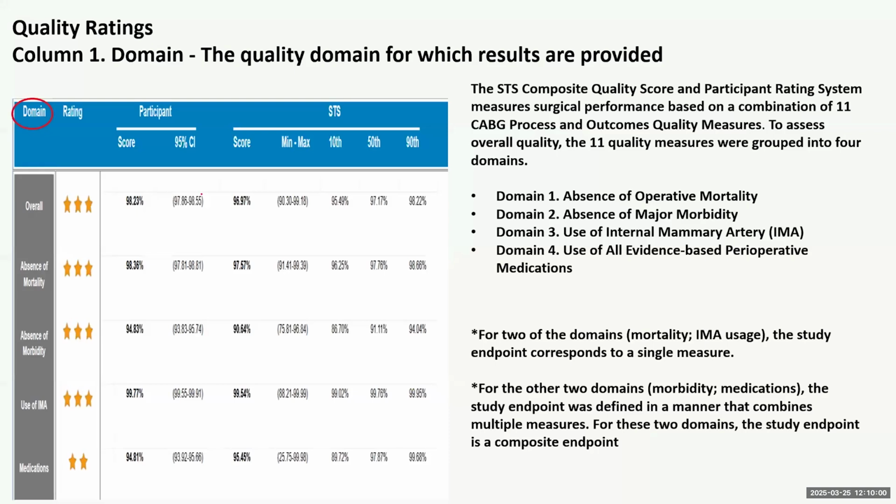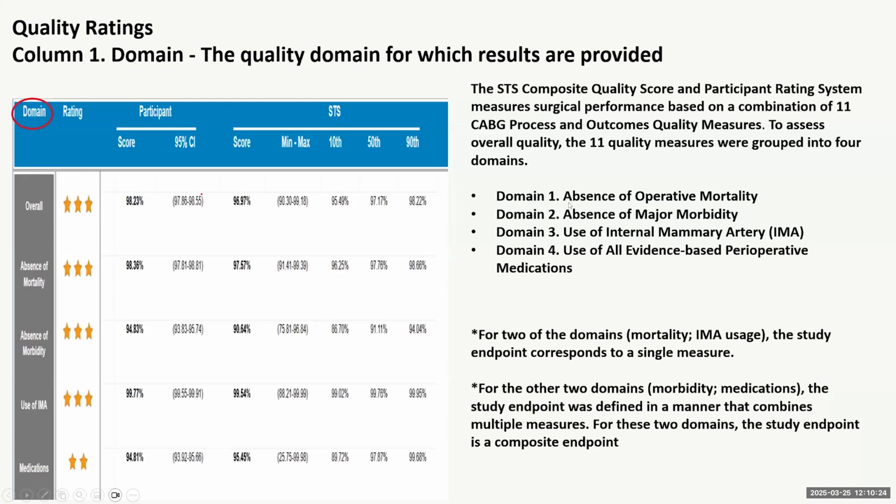So when you look at this report, the first column says domain. Okay, and you can see that you've got an overall absence of mortality, absence of morbidity, use of IMA, and medications. And this is a CABG report, of course.